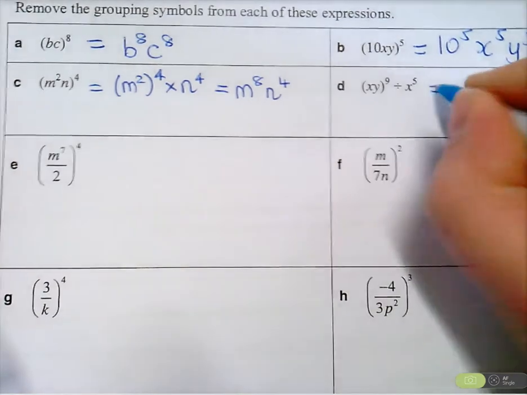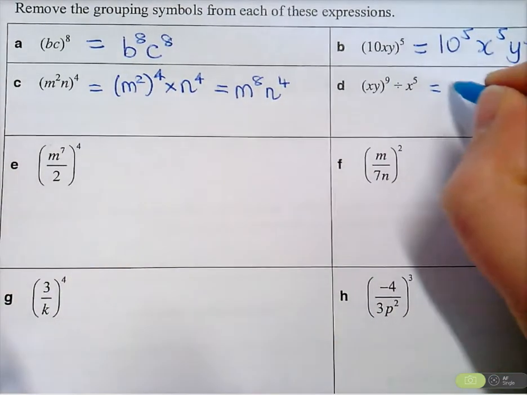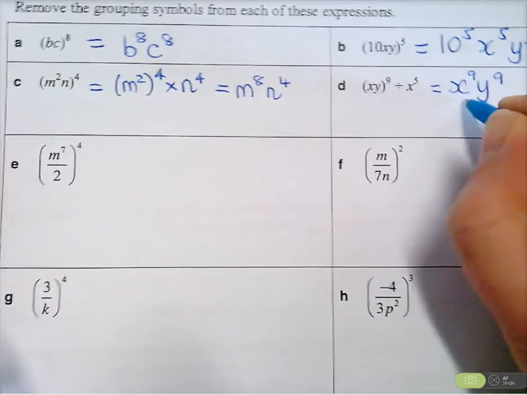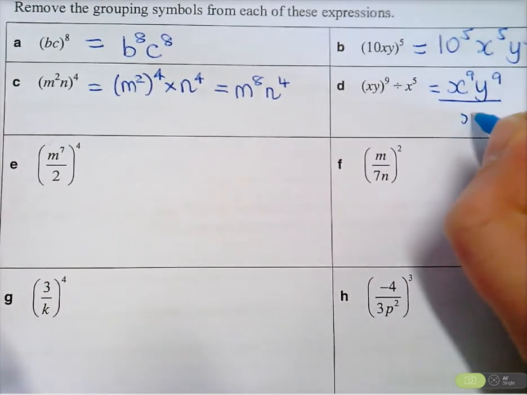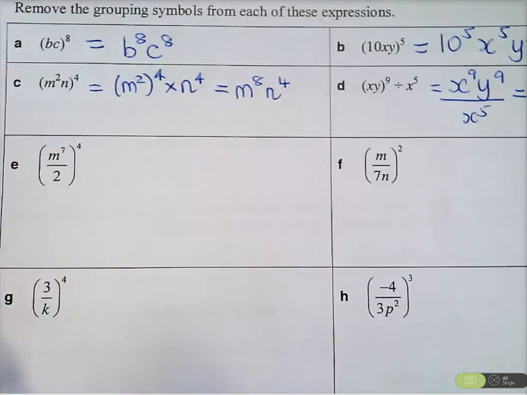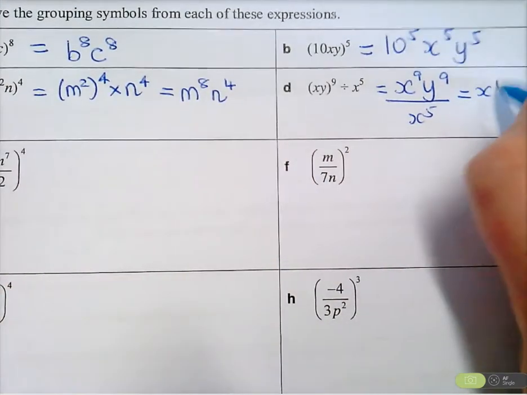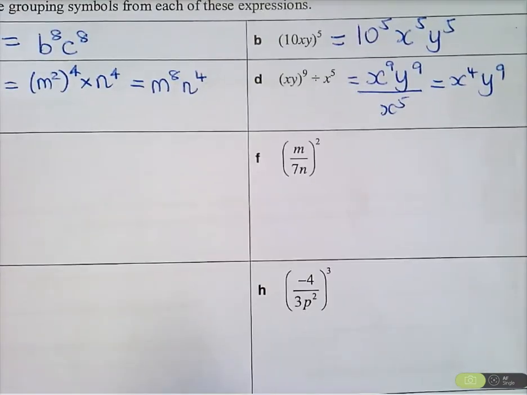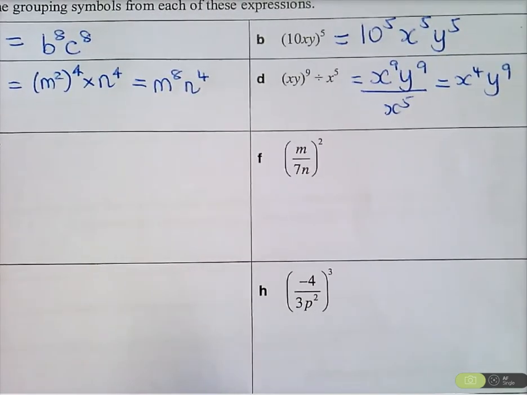What about this one? What do we get? X to the power of times y to the power of 9 divided by, I like to do my divides as fractions, x to the power of 5. What do you get? X to the power of 4, y to the power of 9. All good? Now we've got fractional ones because I wanted to get to these because I didn't get a chance. We've only got a minute left.